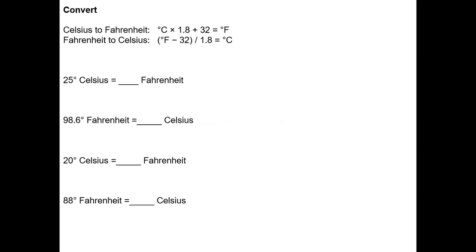Okay, now we're going to calculate these, and we'll do them on the whiteboard. Okay, so we have 25 degrees Celsius, 98.6 degrees Fahrenheit, 20 degrees Celsius, and 88 degrees Fahrenheit. So let's go to the whiteboard. Okay, the first one is 25 degrees Celsius. Then we have 98.6 Fahrenheit. We have 20 degrees Celsius. And then we have 88 degrees Fahrenheit.